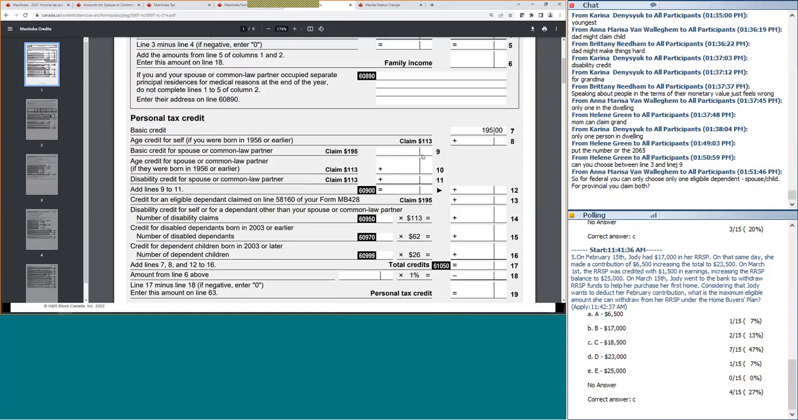Children do matter. The rules for children is based on what's claimed on the MB428A. So if you've claimed a child on your MB428A, you will claim a child here. If you haven't, you don't. So if you have an ELF dependent from line 58160, you're going to add 195. If you have claimed a child on your MB428A, you will add that child in and get $26 for them. Okay, so that one, you have to get your MB428A correct in order to get this one correct.